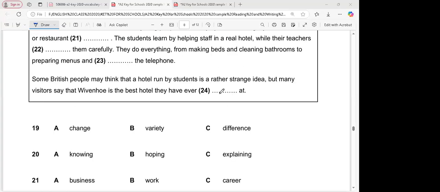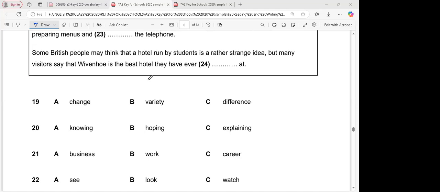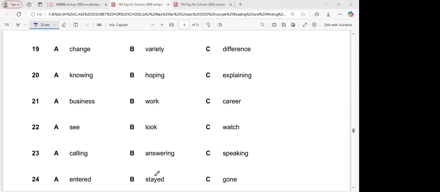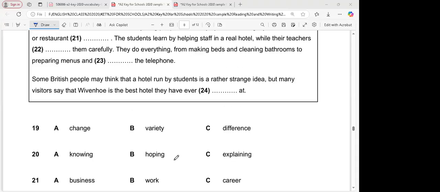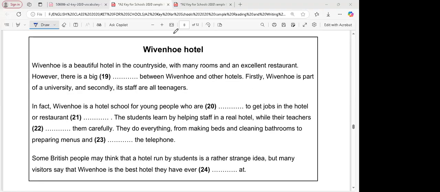Some British people may think that a hotel run by students is a rather strange idea, but many visitors say that it is the best hotel they have ever entered, stayed, or gone at. It's easy, you can try.